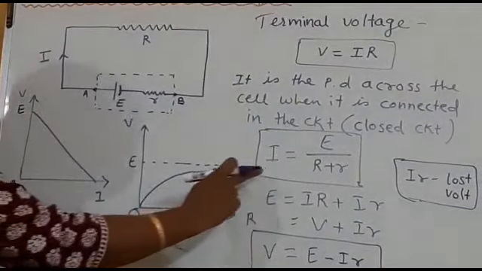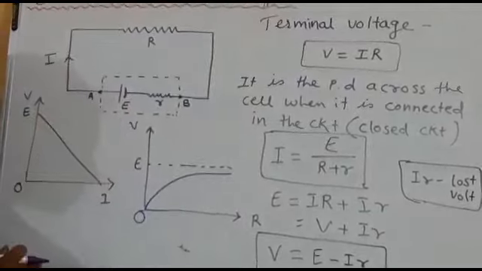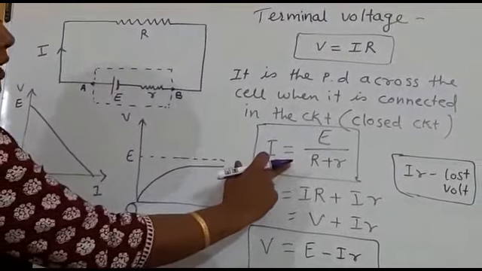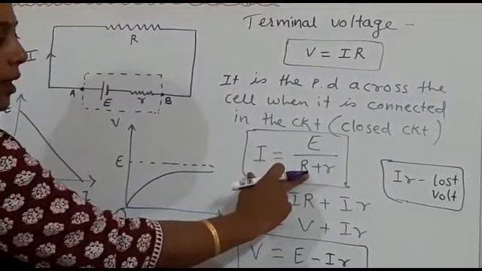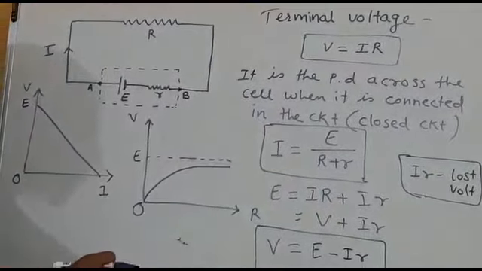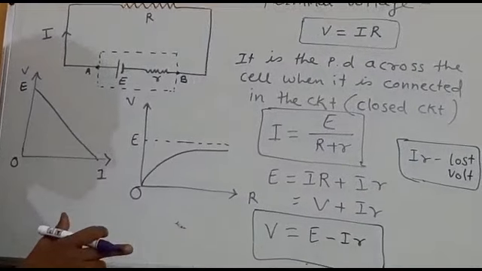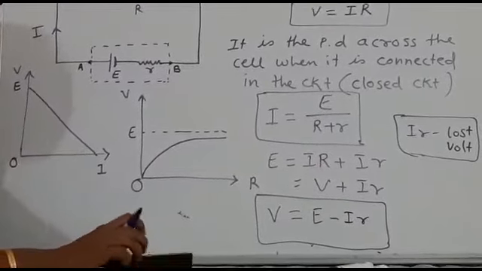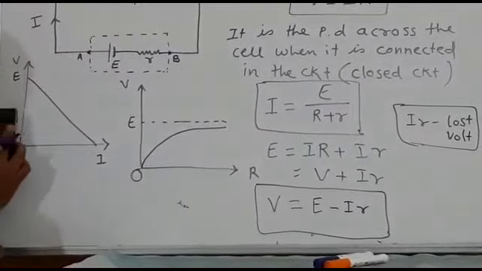Now what is the maximum current in the circuit? The current is maximum when the internal resistance is minimum, that is, in a freshly prepared cell. When the cell is freshly prepared, at that time you will get the maximum current in the circuit.